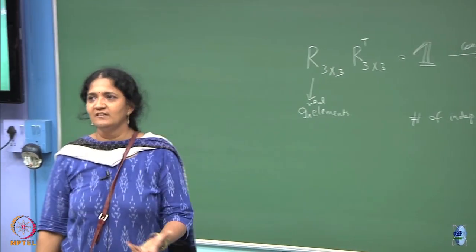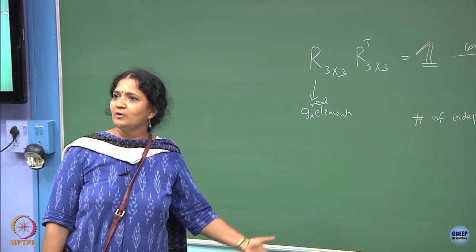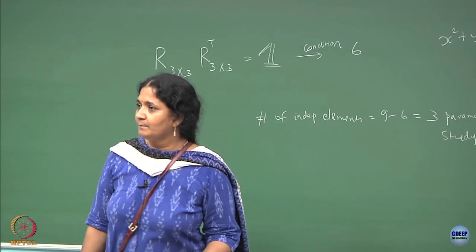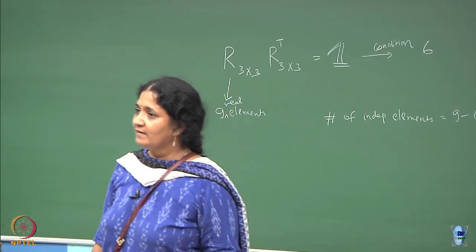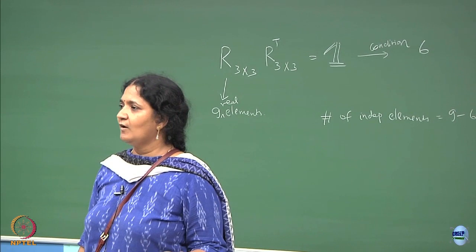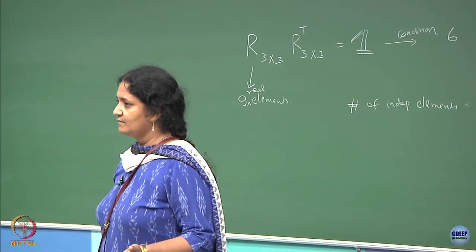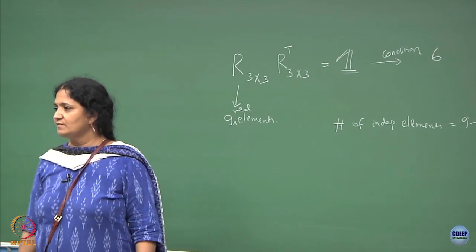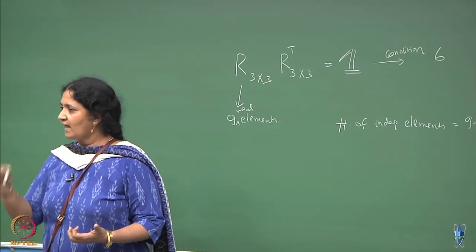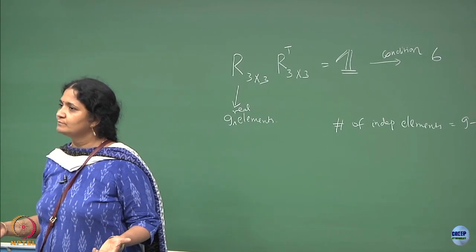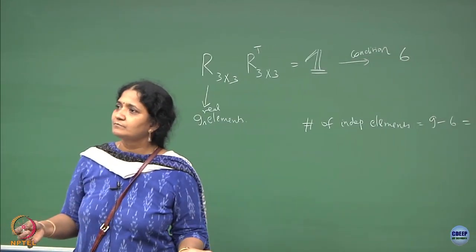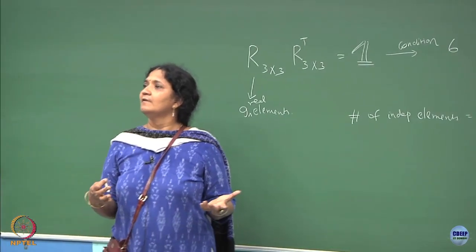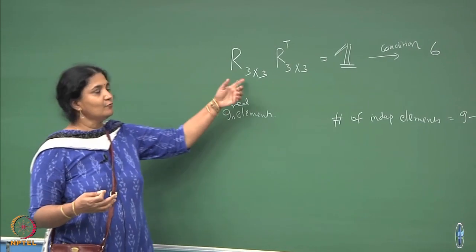If you do rotations in 2 dimensions, can you make the same argument? What will be the argument? There will be 4 elements required for our 2 cross 2 matrix, and then how many constraints? 3 constraints. So, you will have only 1, which is rotation about an axis perpendicular to the plane. Clear? What happens if you go to 4 dimensions? 4 will be 4 cross 4.